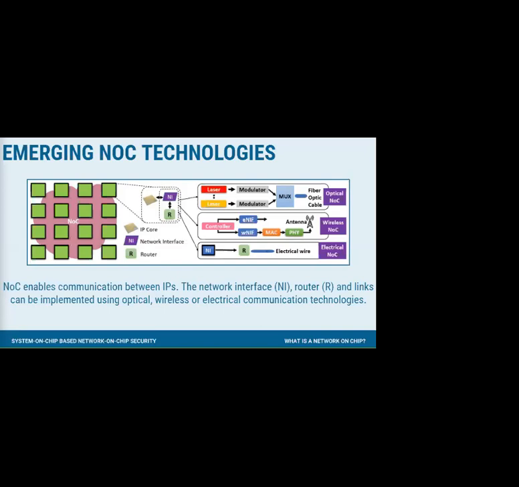So what is needed is a solution to overcome the challenges faced in electrical. In fact, the International Technology Roadmap for Semiconductors has mentioned that optical and wireless based on-chip interconnect innovation is the key to addressing these challenges in the future. So the proposed types of network on chips are wireless network on chips and optical network on chips.